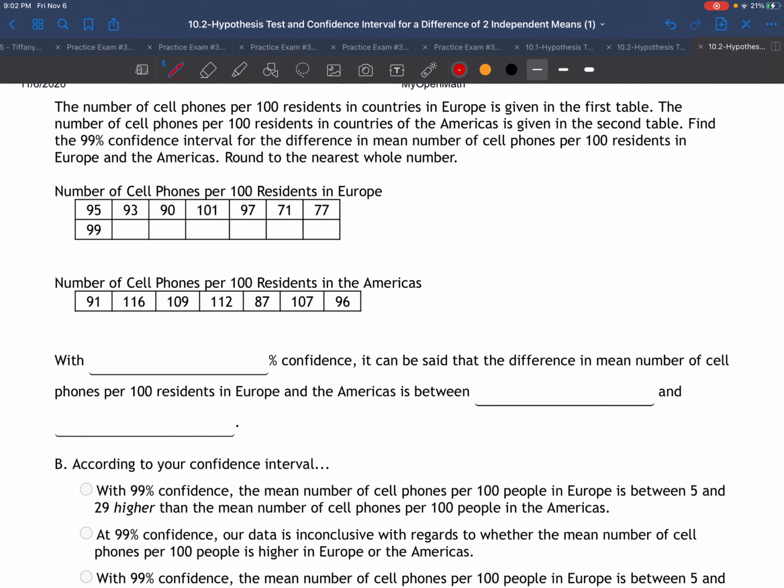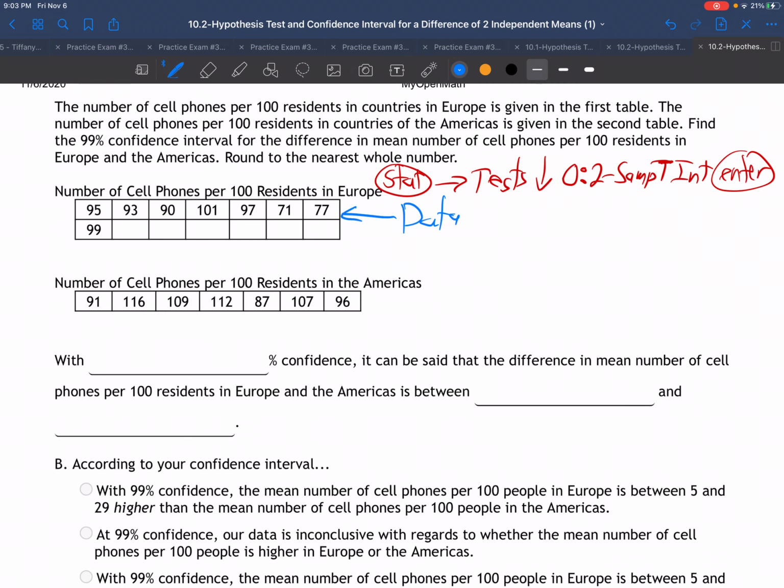So let's go there. We're going to do stat, over to tests, down to two-sample t-interval. Let's see which one that is. Careful not to do two-sample t-test. It's down at 0, which is number 10. Two-sample t-interval, because this is a confidence interval, not a hypothesis test. Hit enter, and as soon as you do, it'll ask you data or stats. Do we have data or stats on this one? Oh yeah, we have data.